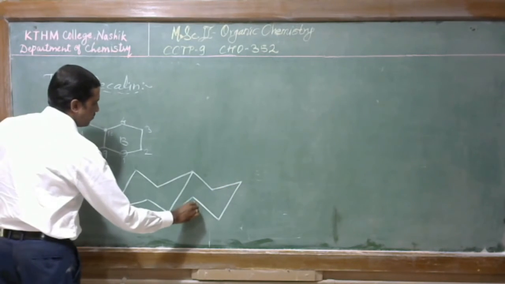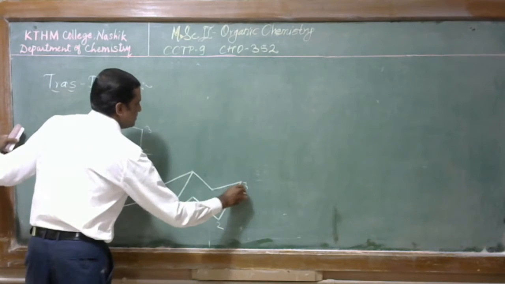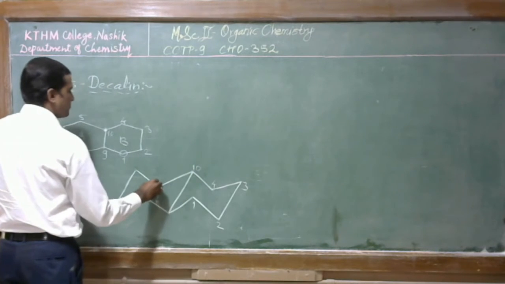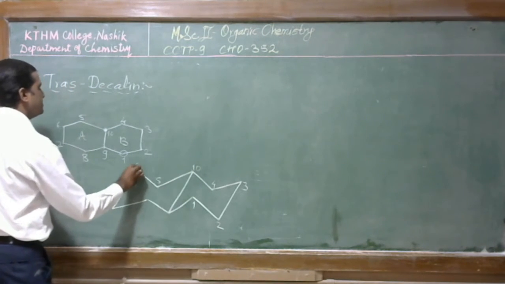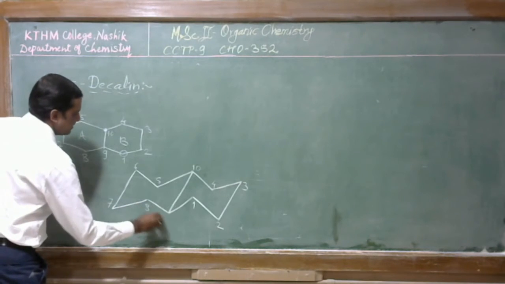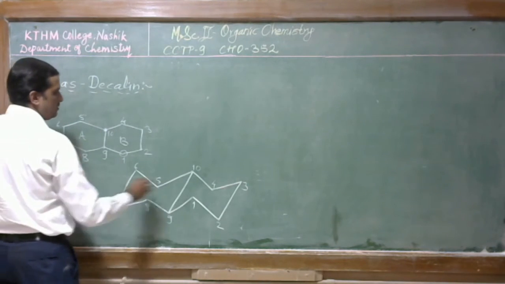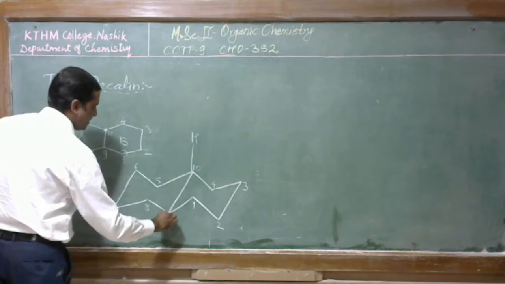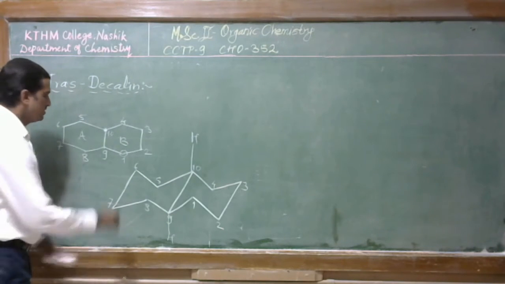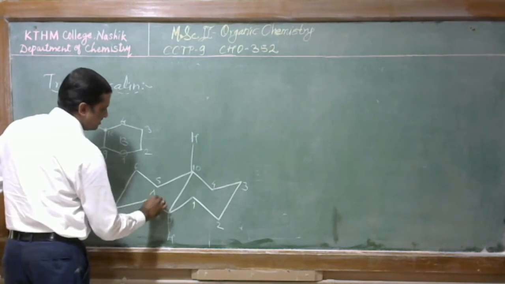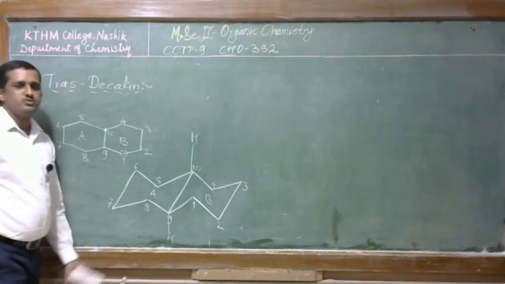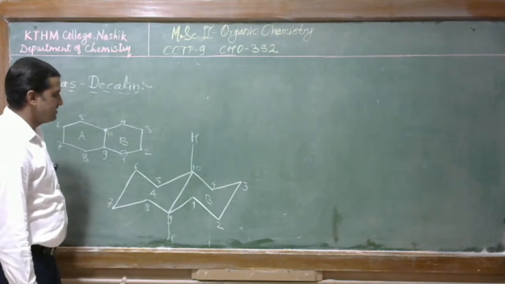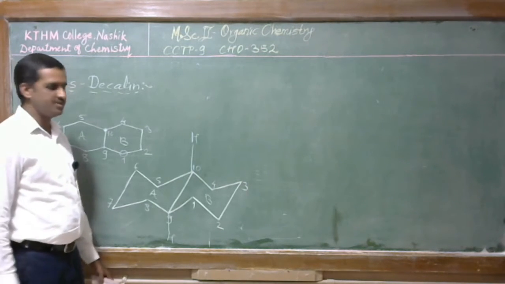So this is carbon number 1, 2, 3, 4. This is 10, 5, 6, 7, 8, 9 and 10. Carbon number 10 has an upward direction hydrogen and carbon number 9 has a downward direction hydrogen. So this is the A ring and this is the B ring. In this way you know that the chair conformation can be drawn, but the important thing is the Newman projection for this trans decalin system.